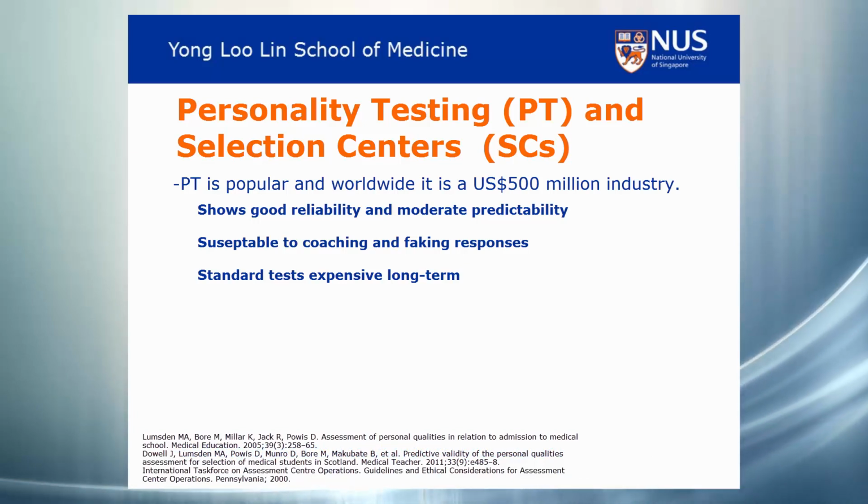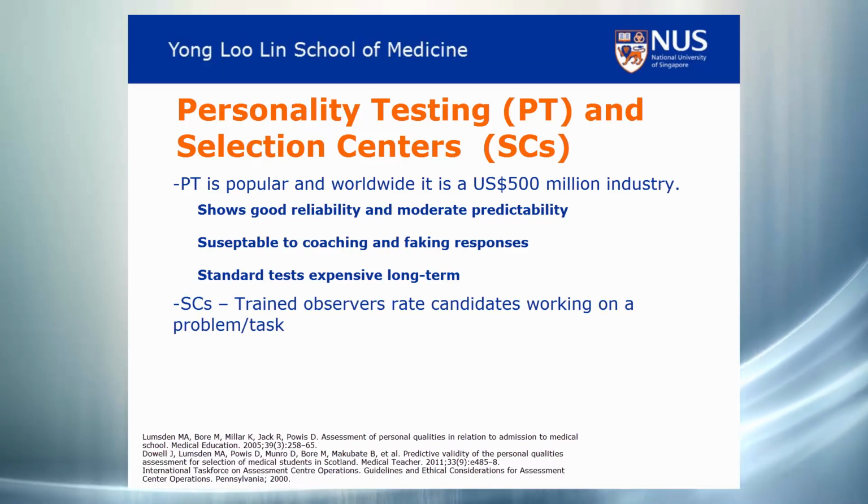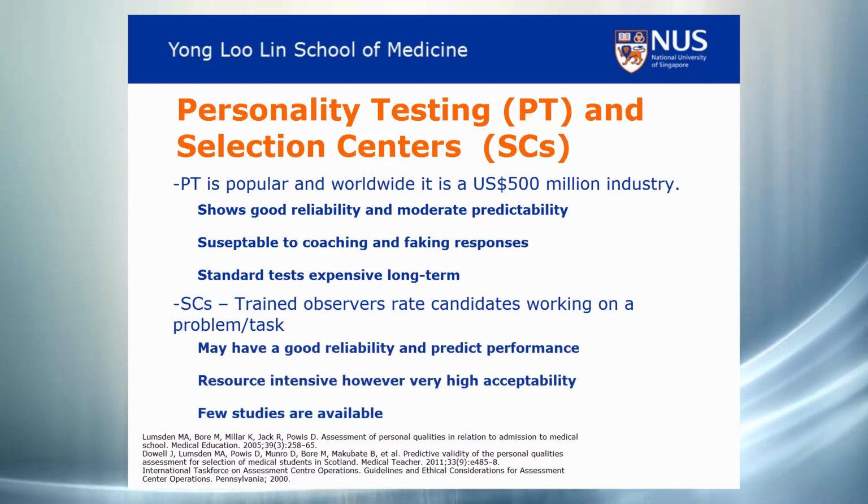The final selection tool is the selection centers. Now here what happens is that the candidates are given a particular task, and the trained observers observe them and rate the candidates working on a particular problem or task. The selection centers have good reliability, and it can predict performance, especially in the medical school or the health professional school. It is resource intensive, but even though it is resource intensive, it has a very high acceptability. Unfortunately, there are few studies available.